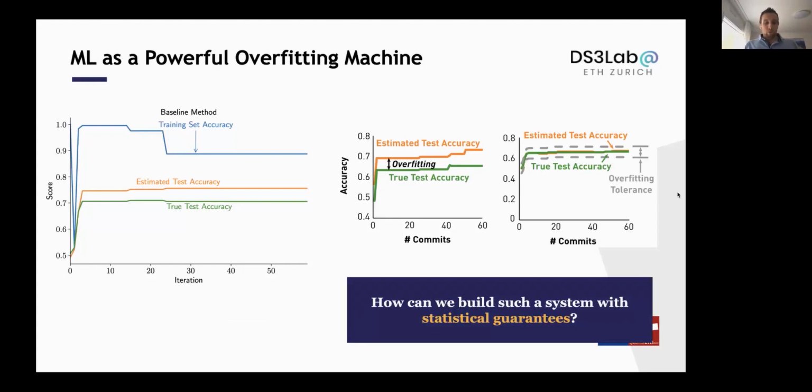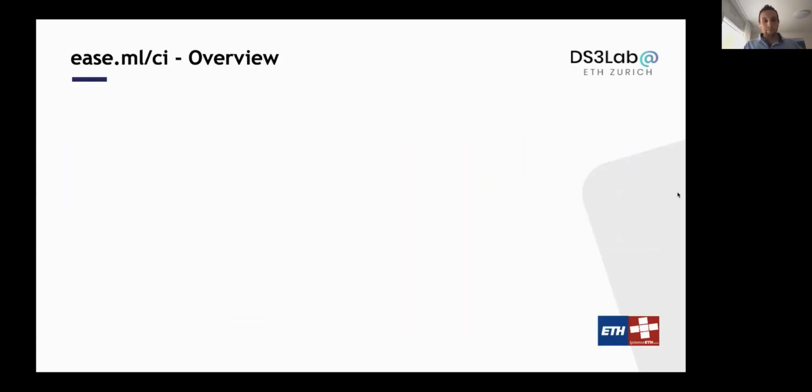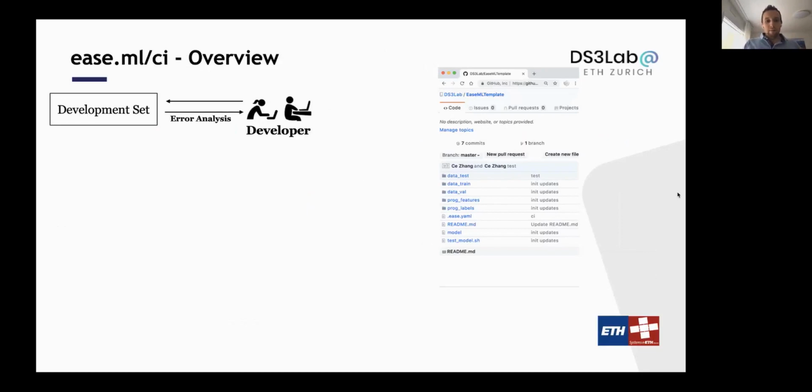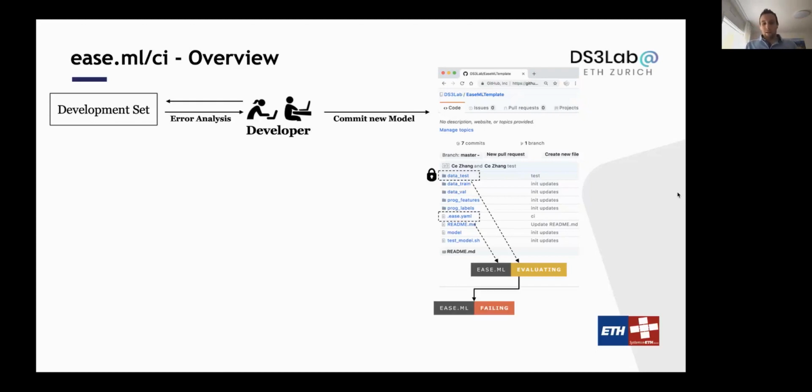And that's the system we have been building, which is Ease.ML CI. So as an overview of how our system works, we have developers doing some error analysis and iterating on the development set. On the other hand, we have a repository here, GitHub, where developers will commit a new model. Now, inside this repository, we will use the test set, which is hidden from developers, to evaluate some conditions, and I will go into more details afterwards, some conditions this new model needs to satisfy, and we will return either a failing signal, the conditions are met, or a passing signal. If the conditions are met and we return a passing signal, we will replace the current model in production with the new committed one.